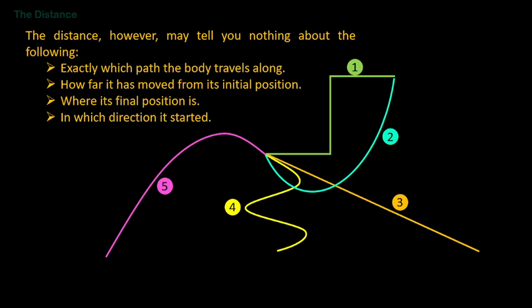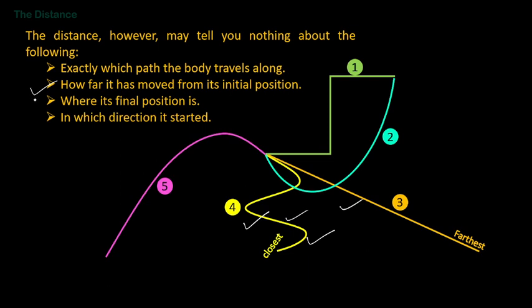All these paths have the same length, meaning the body has traveled the same distance, but distance will not tell you exactly which path is followed because many paths are possible as shown here. How far it has moved, we have no information about how far the body has moved when we know the distance. For example, if the path is a straight line, then the body will be furthest from the initial position, and if the path is, for example, as shown here, then the body is closest to its initial position. These two paths have the same length, but when a path is straight, it is furthest, and when the path is like this, it is closest to its initial position.